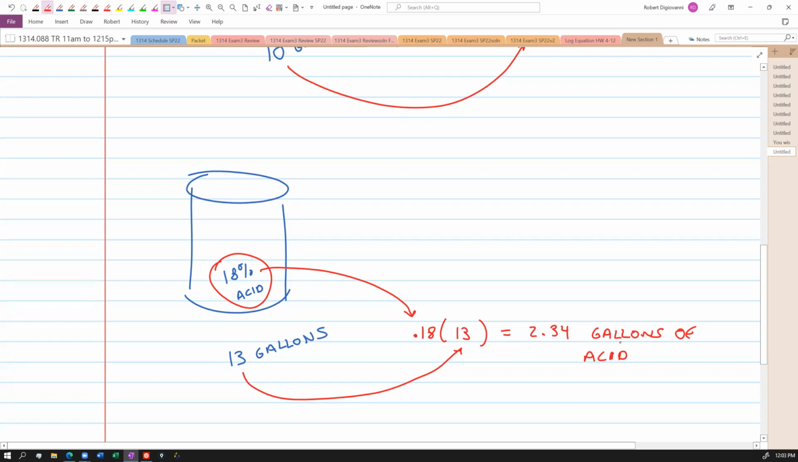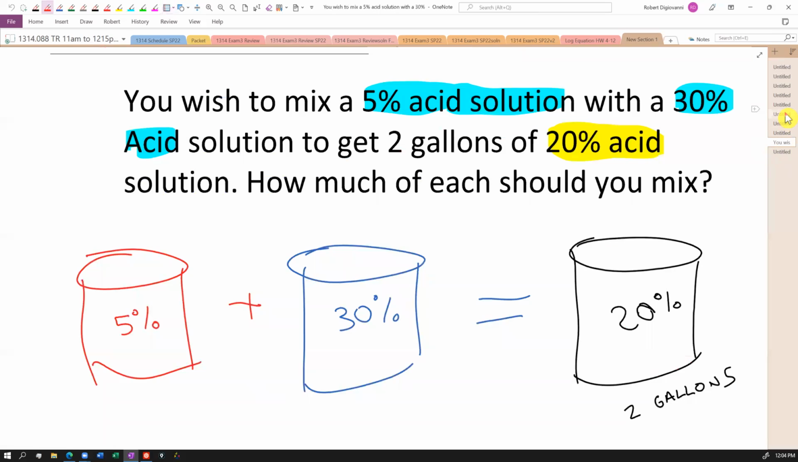Is this making sense to you? If I've got a 13-gallon container, and I'm telling you it's an 18% acid mixture, then what you can conclude is that there are exactly 2.34 gallons of acid in there, and the rest of it's water. Could you tell me how much water is here? Just take 13, subtract that, and that's how much of it was water, right? We need all that kind of idea to do this now. Let's go back to the question.